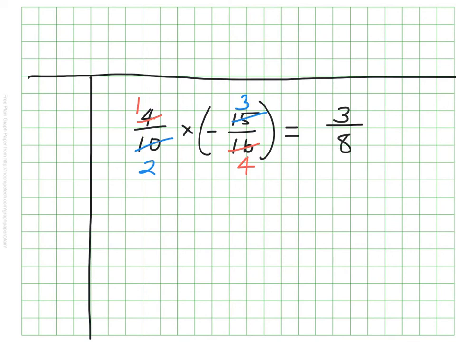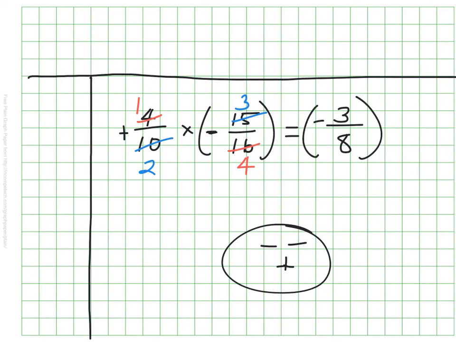But of course, this was a positive times a negative, and my positive times my negative means my result is also negative. Right? So same thing, we just have to make sure we include our positive or negative sign.